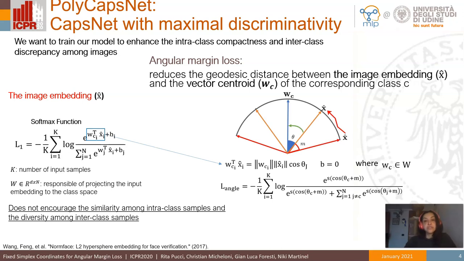Angular modulus reduces the geodesic distance between the image embedding hat X and the vector centroid WC of the corresponding class C. So as shown in the figure, we want to push the vector hat X to be as similar as possible to WC. And to do so, we reduce the angle between the two vectors in the loss function. The model trained with this loss function we call polyCapsNet, and it is a variation of CapsNet with maximal discriminativity.